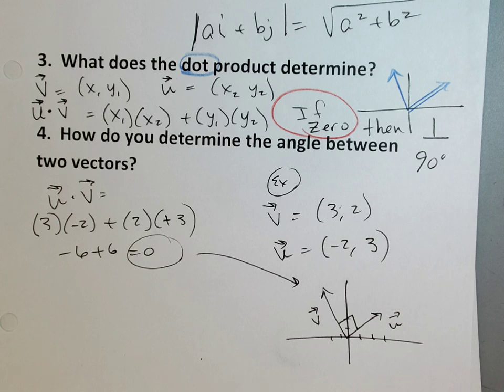So dot product: if the dot product is 0, perpendicular, and that's super important in physics. You know why it's important in physics? Because of gravity, right? Gravity's always going down, and if the force going down is perpendicular, then that's important because we live on Earth and we've got gravity. Now, what if it's not 0? We can still find the angle.